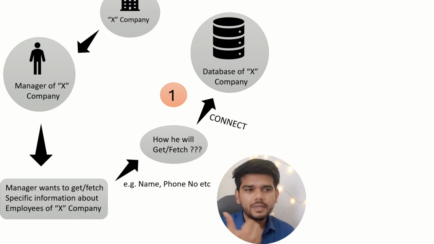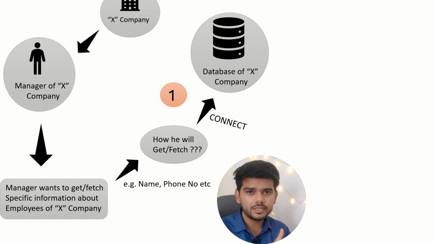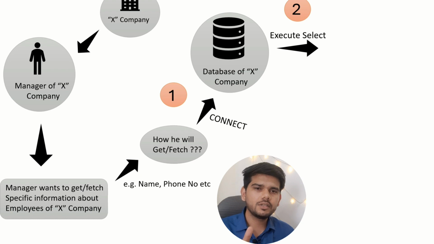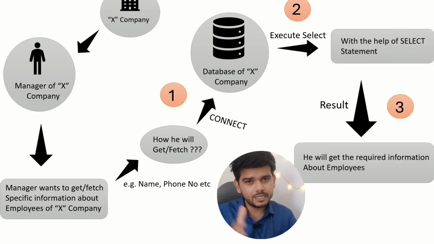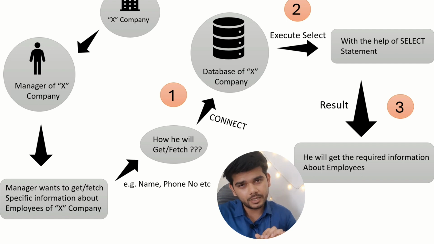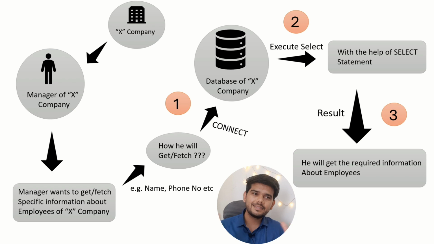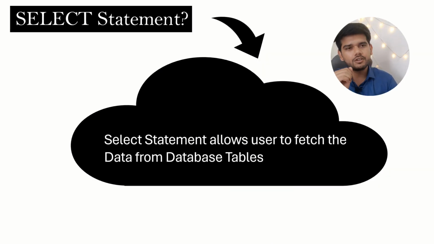The first step, he has to connect to the database, because we know that all the data of the employees is present inside the database. Then secondly, he will execute the select statement there. With the help of the select statement, he will get the required information about the employees. So we have understood how the select statement works in a real world example. Now we'll see the definition of the select statement.